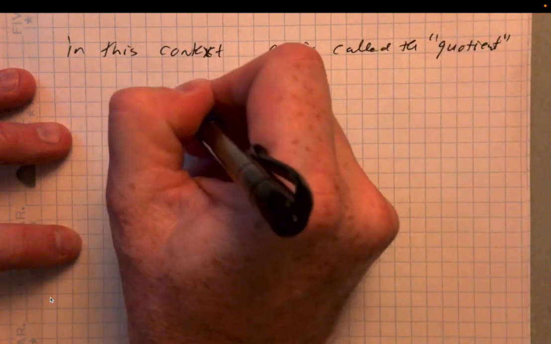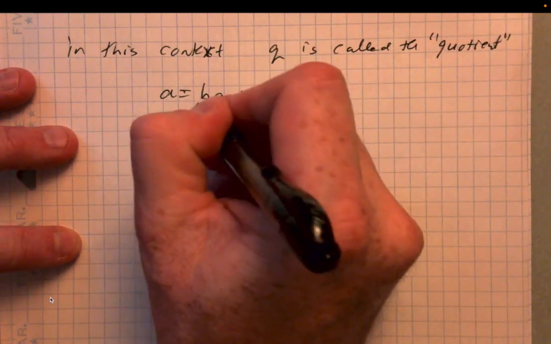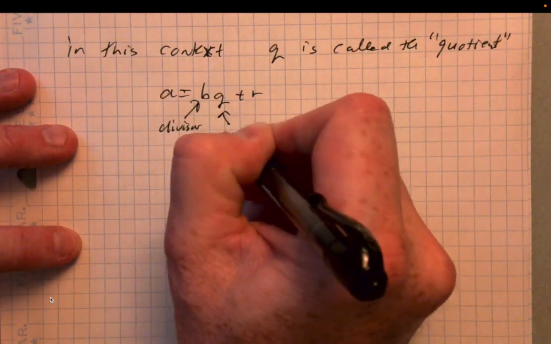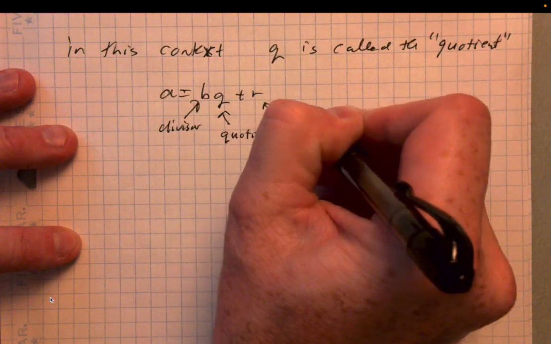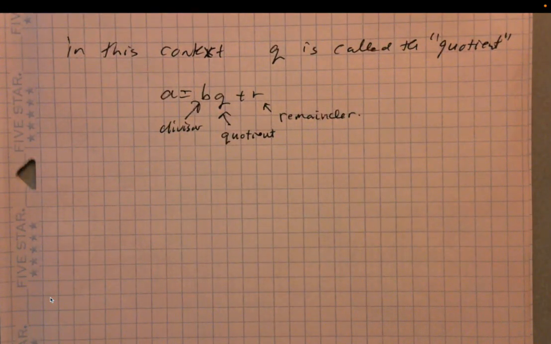So we had a equals b times q plus r. Here, b is the divisor, q is the quotient, and r is the remainder. Right? These are all terms you will have heard for sure. Okay, so you got the quotient, the divisor, and the remainder.